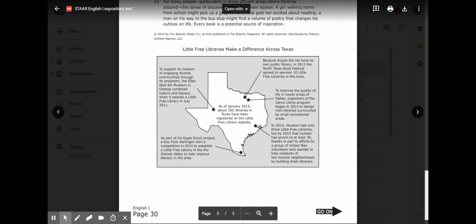Take a look at the graphic that's included. It reinforces the appeal as well. This graphic is entitled "Little Free Libraries Make a Difference Across Texas." And it has different cities across the state with some information, some dates that explains the positive impact that little free libraries have had on the state and for how long. Graphic features included in these nonfiction texts are often going to help support the main idea.